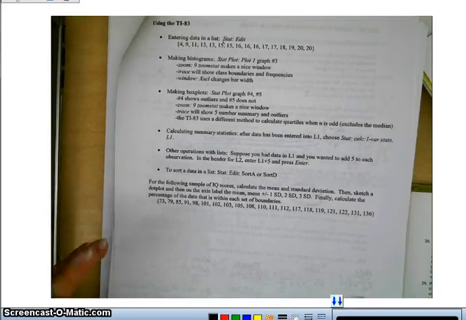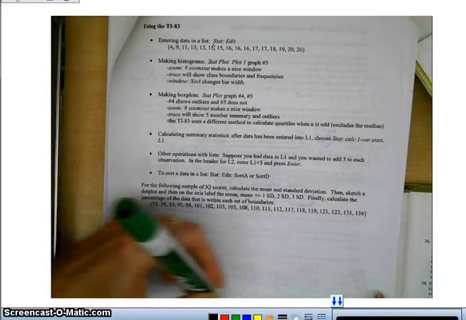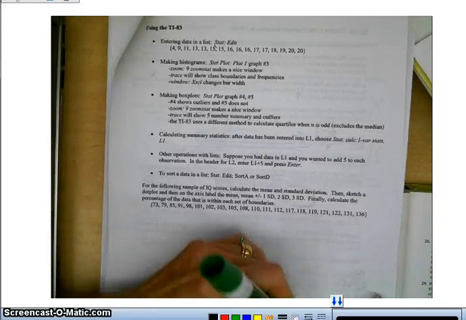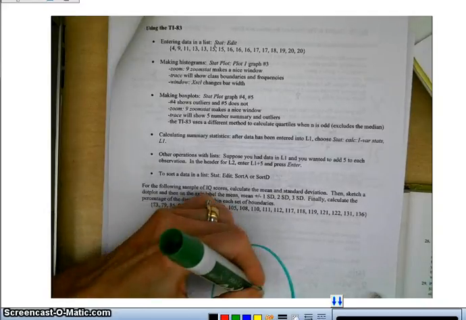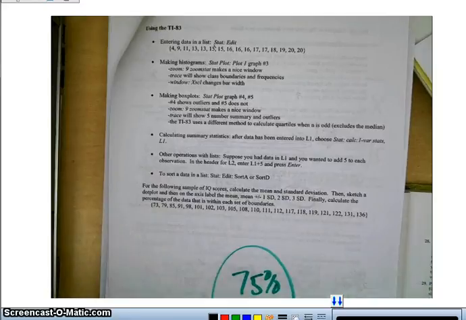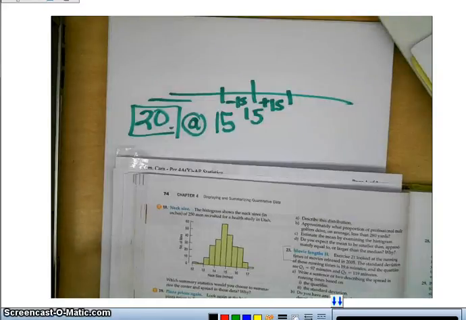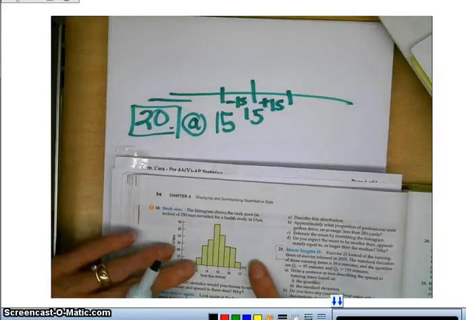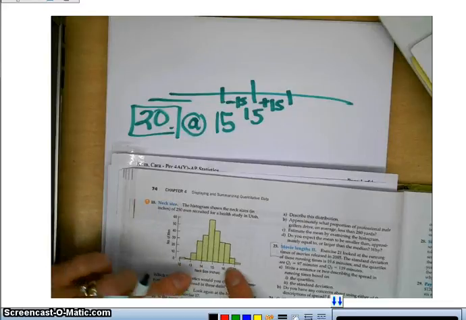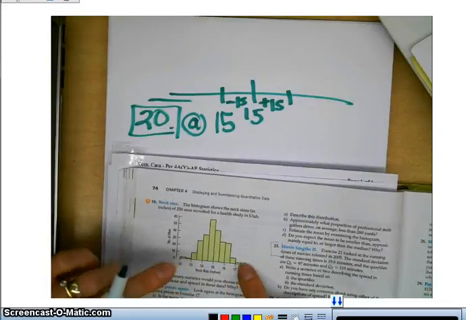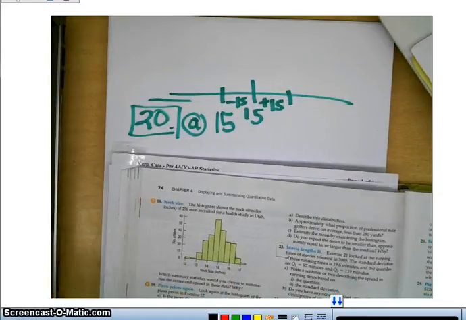All right, so what percent of the data was within 1 standard deviation of the mean? 75% of the data was within. Now that's a little high, but here's the deal. When you're looking at this histogram, 75% of the data should be within 1 standard deviation. Not all of the data.